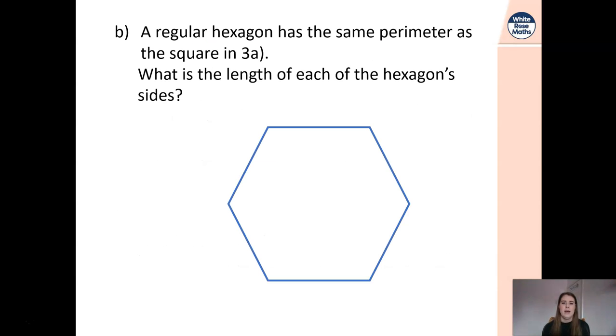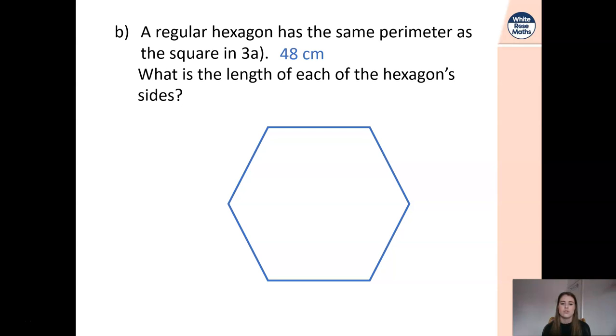So here is our hexagon. A hexagon is a 6-sided shape. Now, the hexagon has the same perimeter as the square in 3a. This was 48 centimetres long. What is the length of each of the hexagon sides?